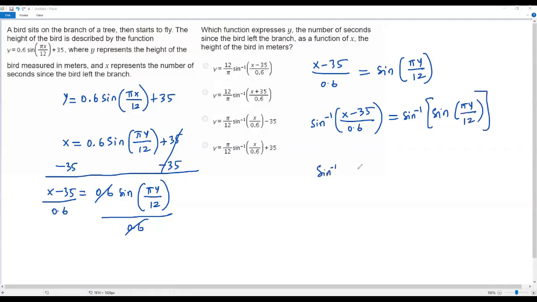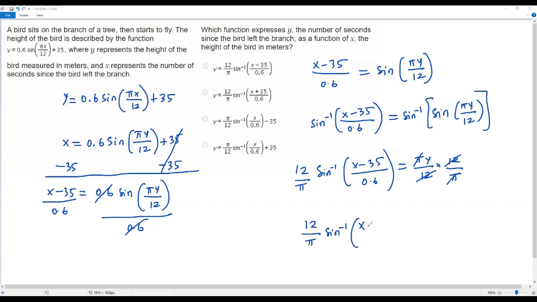So we have the same stuff, sine inverse of x minus 35 over 0.6. The sine inverse of sine of pi y over 12 will just become pi y over 12, because sine inverse times sine cancels out. Now we have almost solved for y, but still y is multiplied by pi and divided by 12. To get rid of this pi and 12, I have to multiply both sides by the reciprocal, that is 12 over pi. So this pi will cancel out and this 12 will cancel out. So I'm getting 12 over pi times sine inverse of x minus 35 over 0.6 equals y.